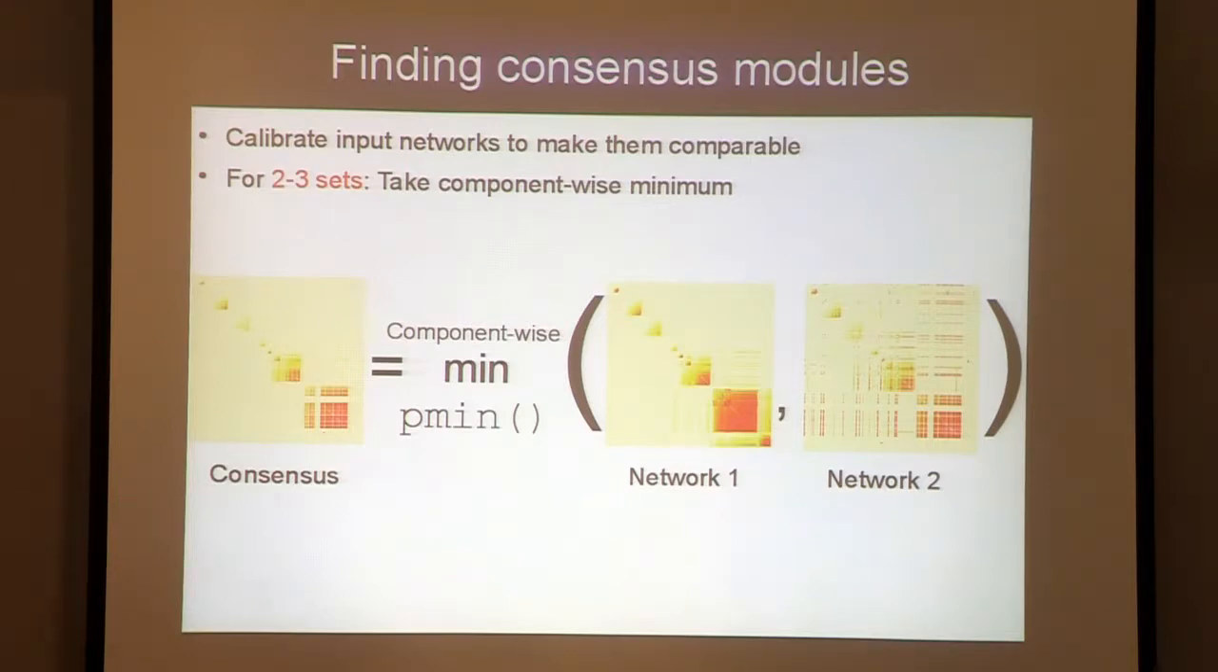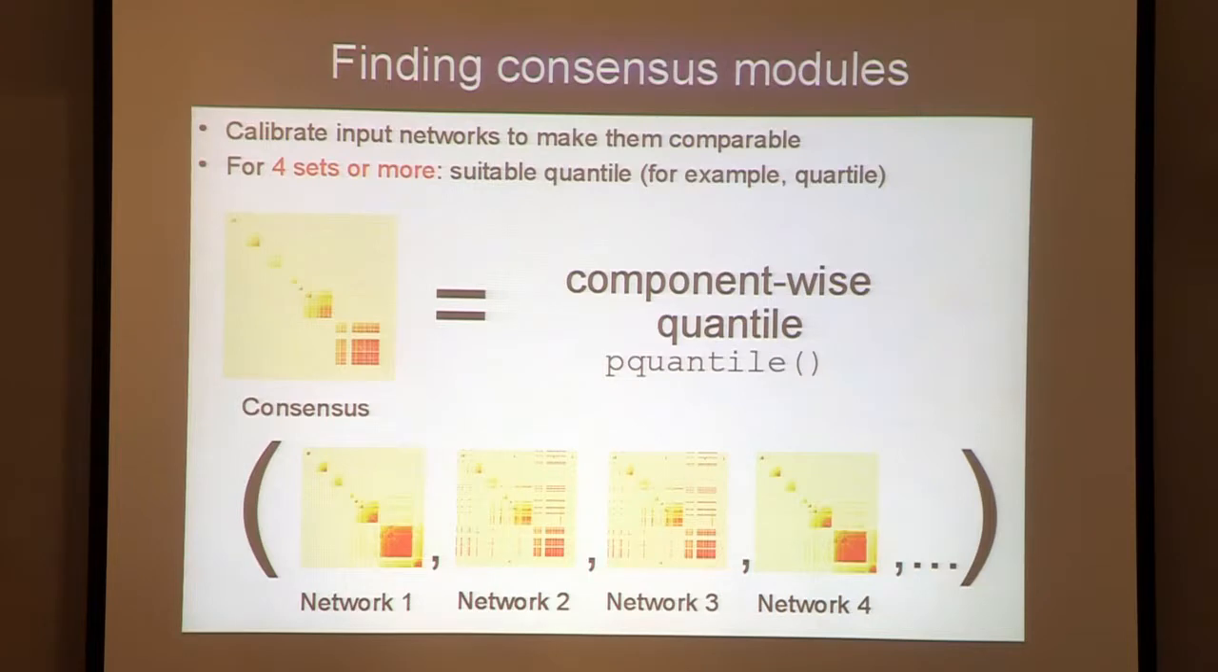So this works well for 2 or 3 sets. But if you have 4 sets or more, then the minimum just becomes too restrictive, because for many pairs of genes, there will be at least one data set in which something went wrong and those genes are not correlated. So if we have more than 3 sets, 4 sets or more, you would, instead of a minimum, take a suitable quantile. So it's still component-wise, but instead of a minimum, we have a quantile, for example, a quartile, so the 25th percentile. And the corresponding R function that you would use would be the pquantile function.